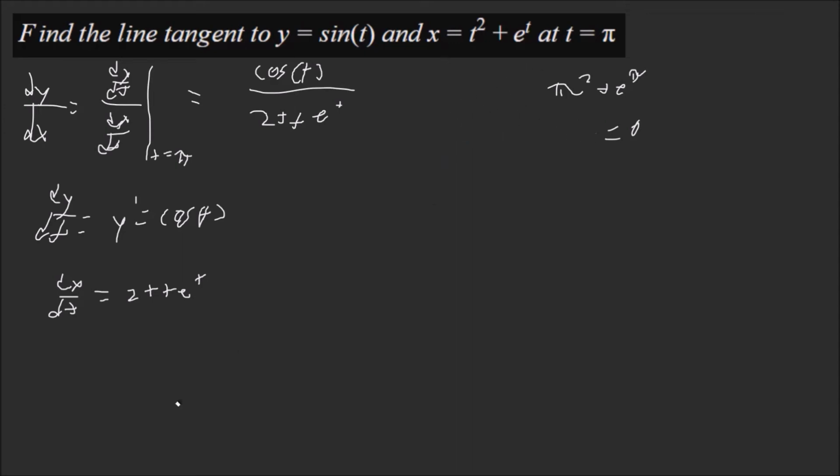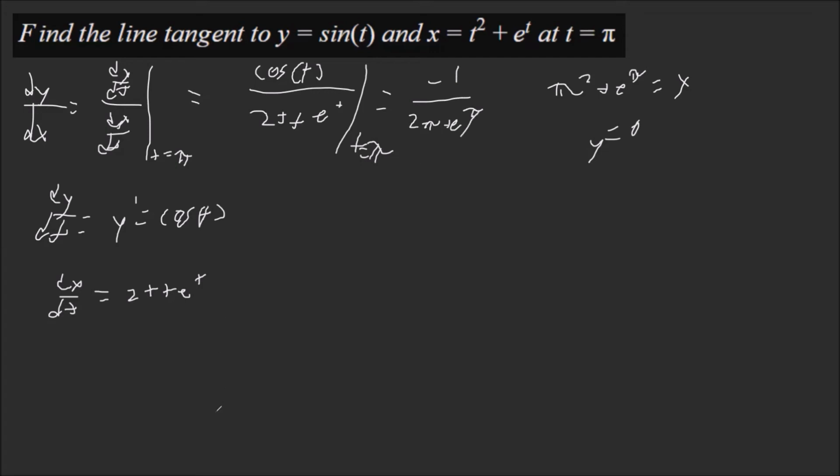So this is x, this is y. Okay, I just need to make space. So we need to solve the derivative at point r, t equals pi. So we can plug that in. Cosine of pi is -1 over 2 pi plus e to the power of pi.